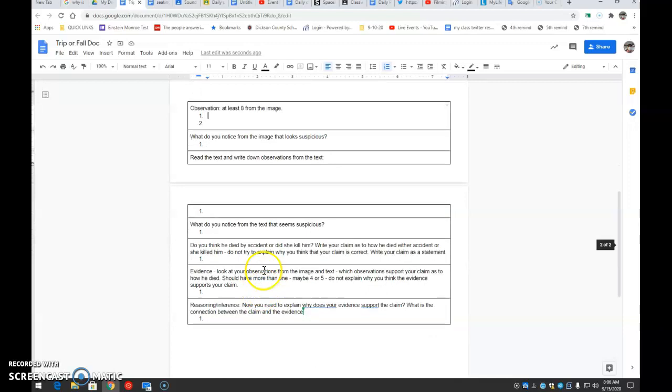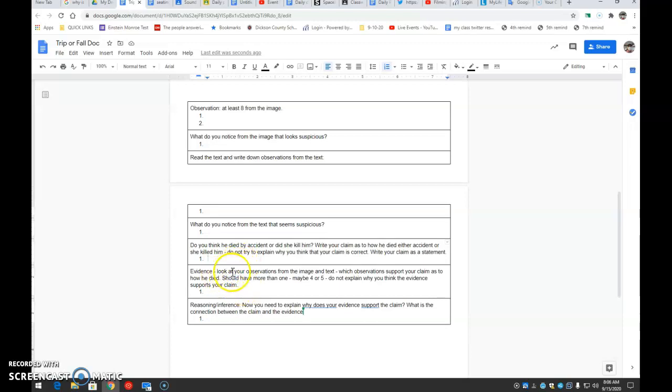Then you need to decide, do you think that she killed him or do you think he died by accident? Then you're going to write what you think as a statement, not I believe or I think. You're just going to make it a straight up statement. For instance, you're not going to say I think that the apple is red. You're just going to say the apple is red as a statement. So make a statement about whether she killed him or whether he died by accident.